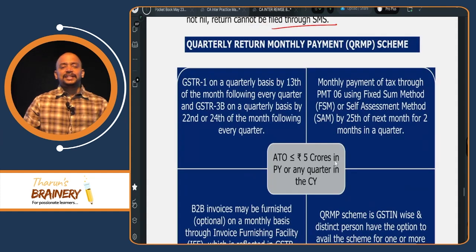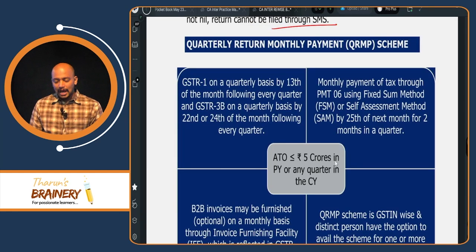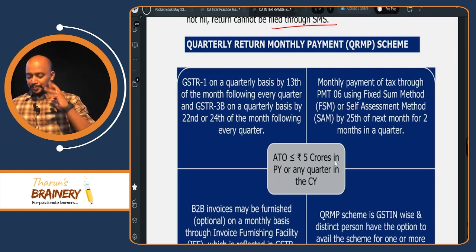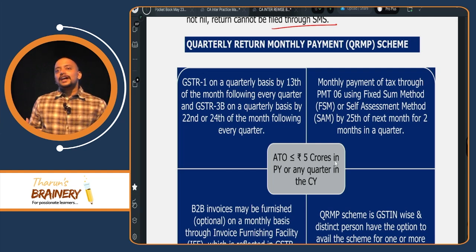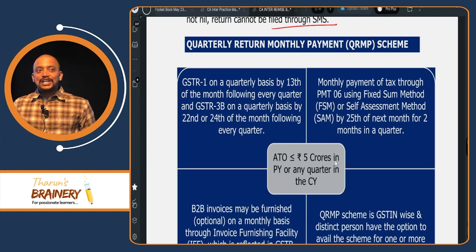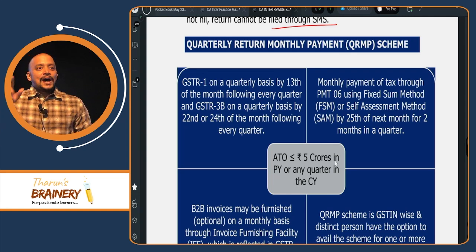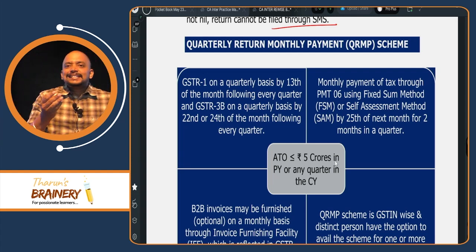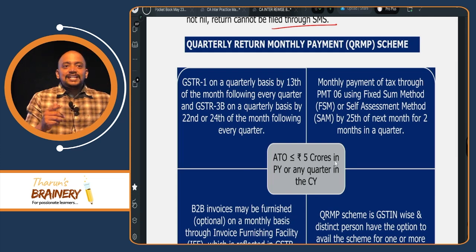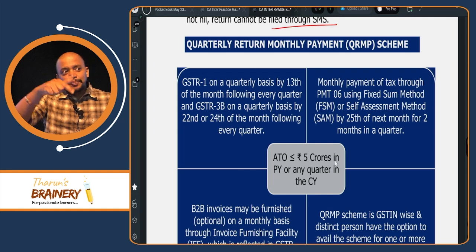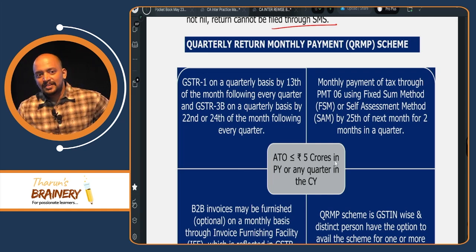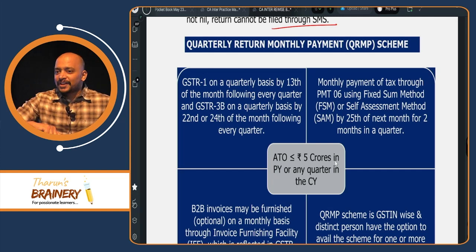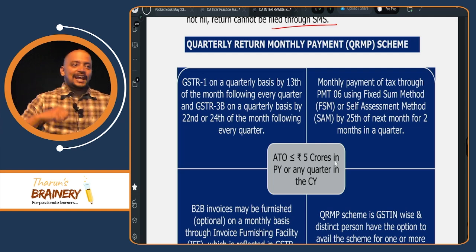Then the last area that we have in the returns chapter is QRMP, the Quarterly Return, Monthly Payment scheme. Why this QRMP has been created, I am actually clueless, because it is quarterly return, monthly payment of tax. Now they are telling GSTR1 will be filed quarterly. If GSTR1 is filed quarterly, will my recipient take ITC quarterly or monthly? Quarterly. Because if I file GSTR1 quarterly, the information will be quarterly, and my recipient will take it on a quarterly basis.